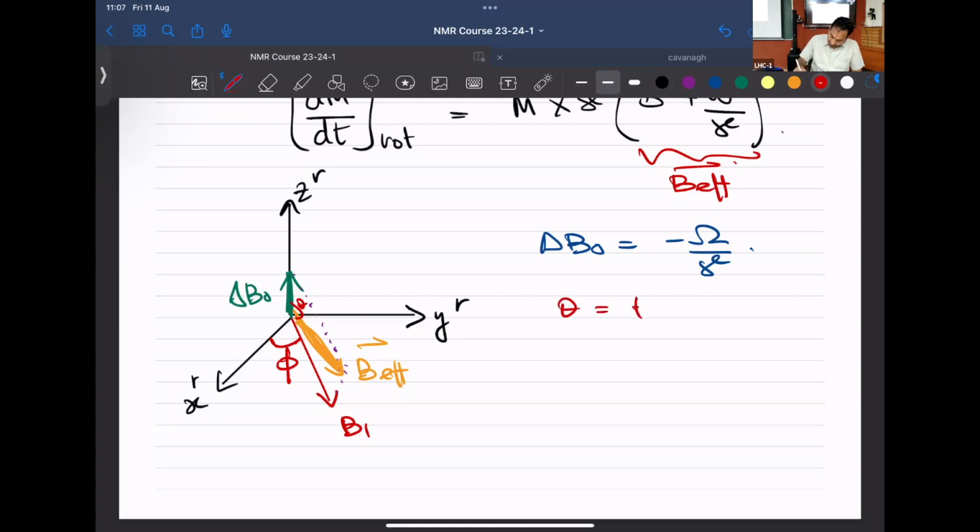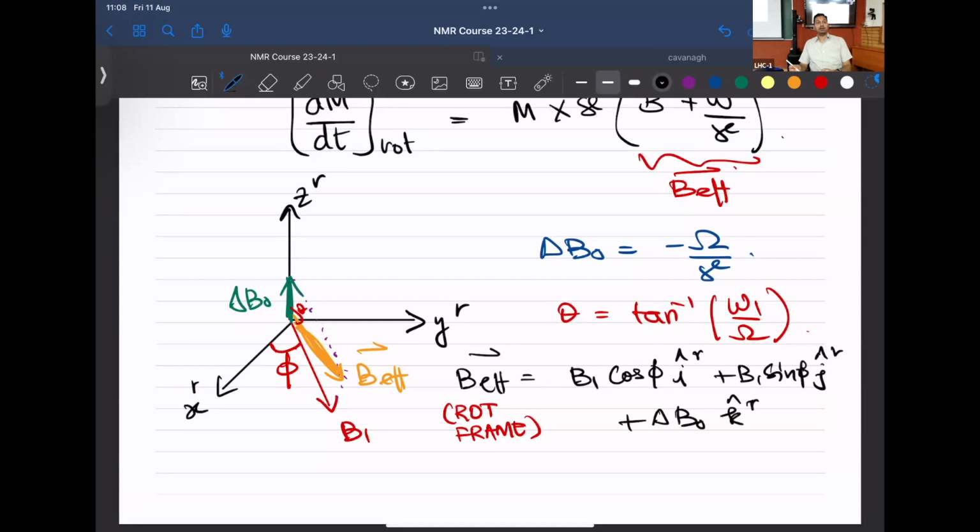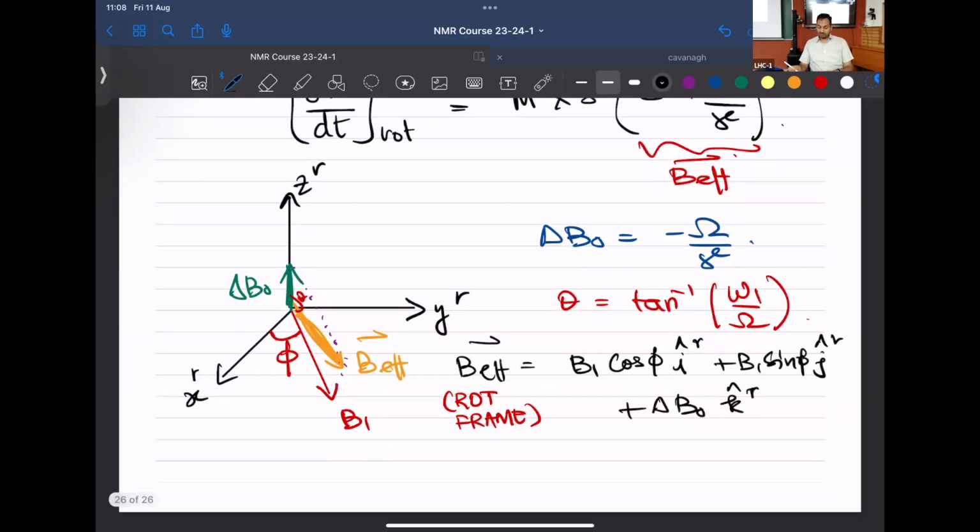Theta will be tan inverse of omega 1 over omega, where the B effective, I should have written B effective first, but it's okay, in the rotating frame is going to be B1 cos phi times I, the rotating frame, plus B1 sin phi times J in the rotating frame, plus delta B naught along the Z axis in the rotating frame. So this is the effective B.